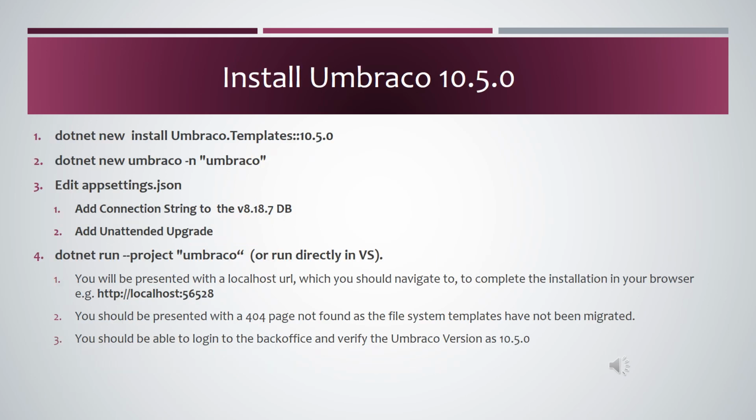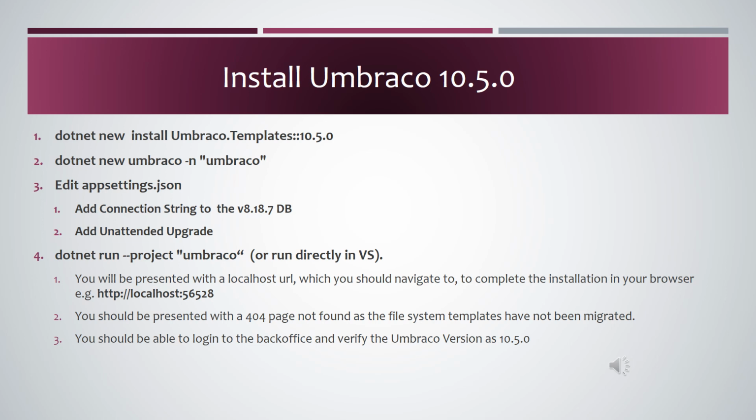The first part of the migration then is to install Umbraco 10.5.0. We do that with dotnet new install umbraco.templates, giving it the version number 10.5.0. We then add that template to a new project via dotnet new umbraco and give it the name of your project directory, in this case Umbraco.